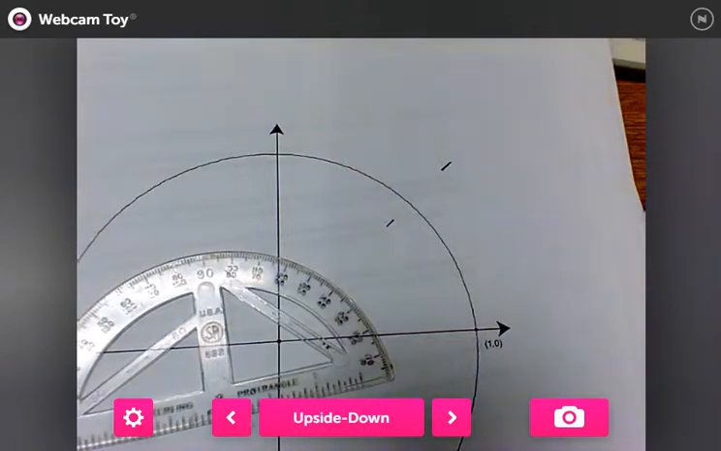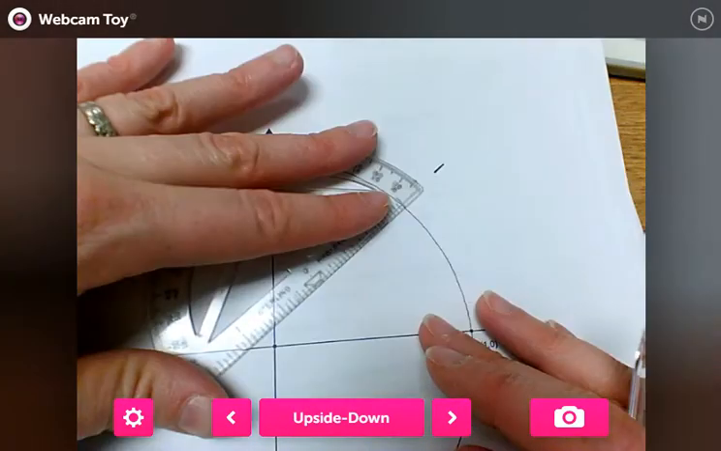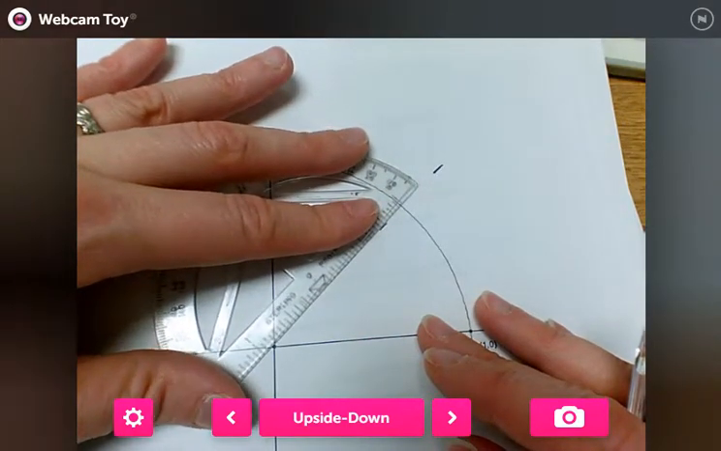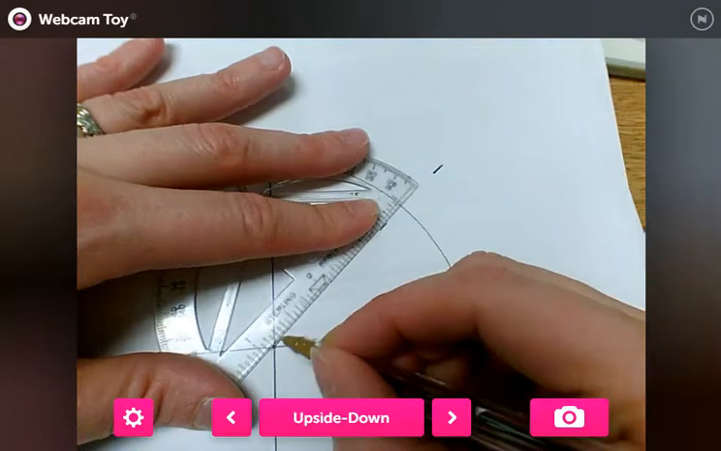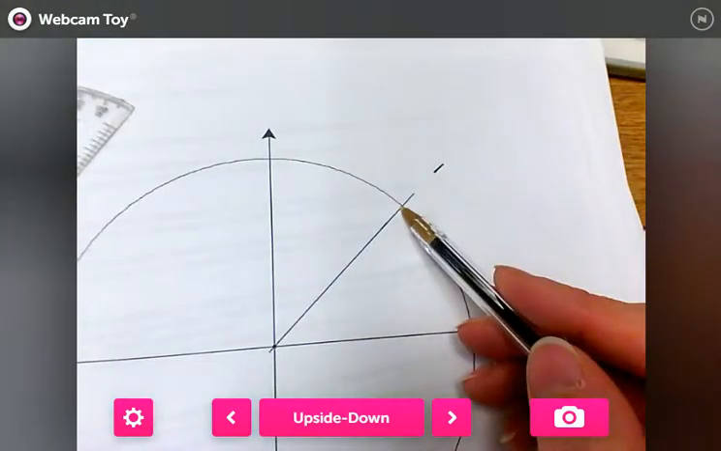Okay, once I have that mark, I'm going to make a line from 0, 0 through that mark all the way through. So you need to make sure you cross your circle.